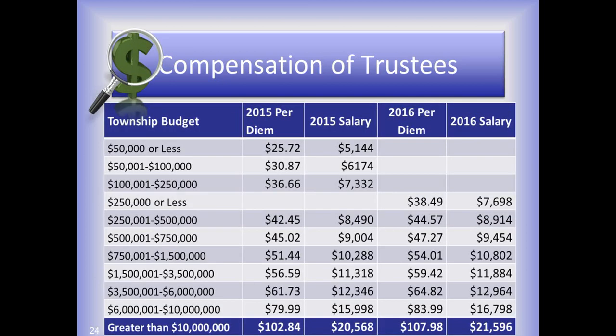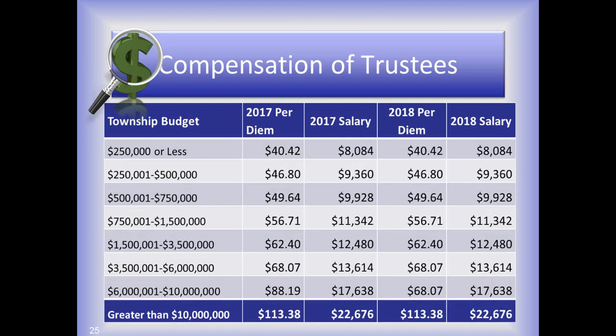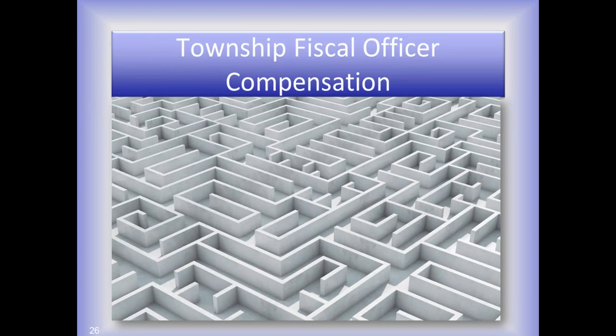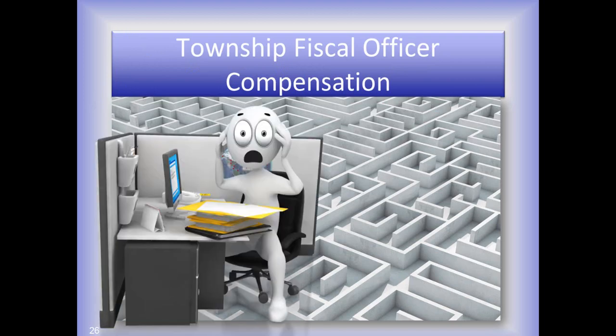The amount of compensation varies with the township budget, as you can see in the table. The Ohio legislature fixes the per diem amount of compensation for township trustees in the biannual budget. There's more information on trustee compensation in the Payroll 101 document. Now we get to you, township fiscal officer. Township fiscal officers are compensated on an annual salary basis, paid in equal monthly installments.